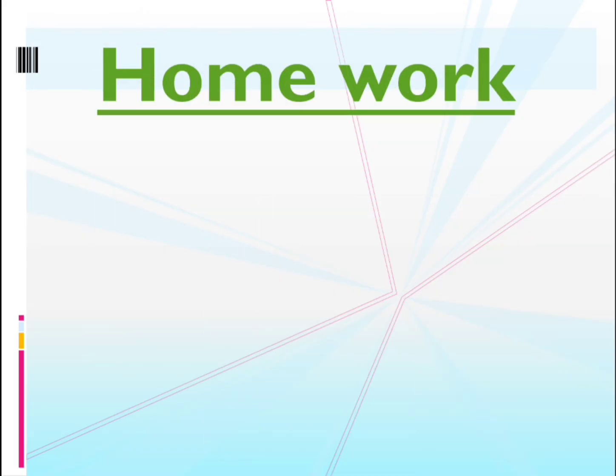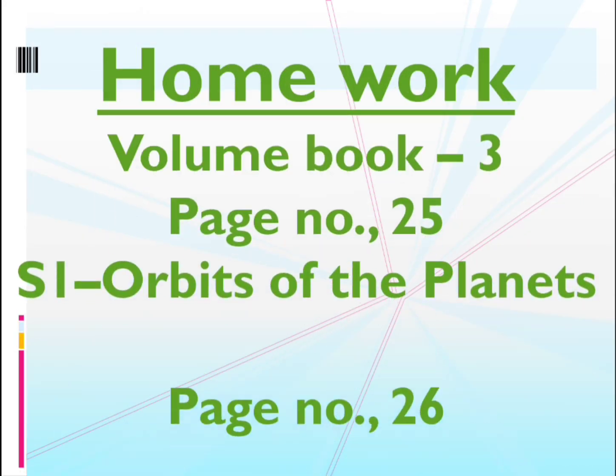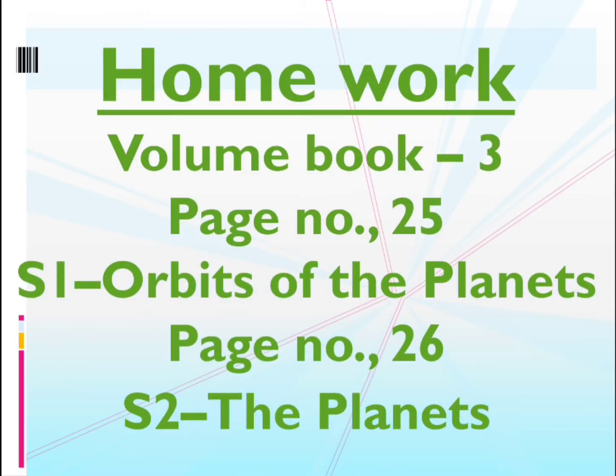Coming to your homework, children, complete your volume book 3, page numbers 25 and 26. You have two pages, S1 and S2. Page number 25, S1, orbits of the planets. Page number 26, S2, the planets.